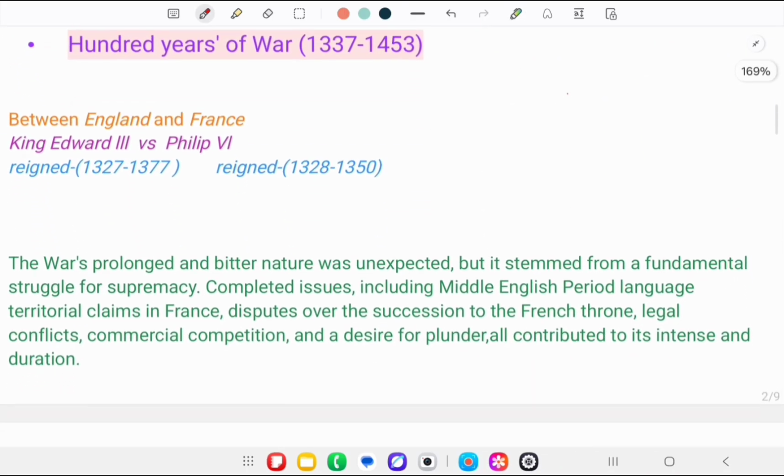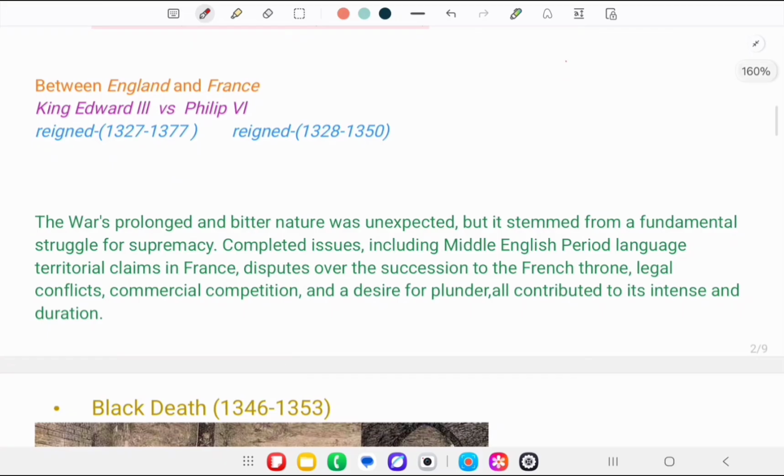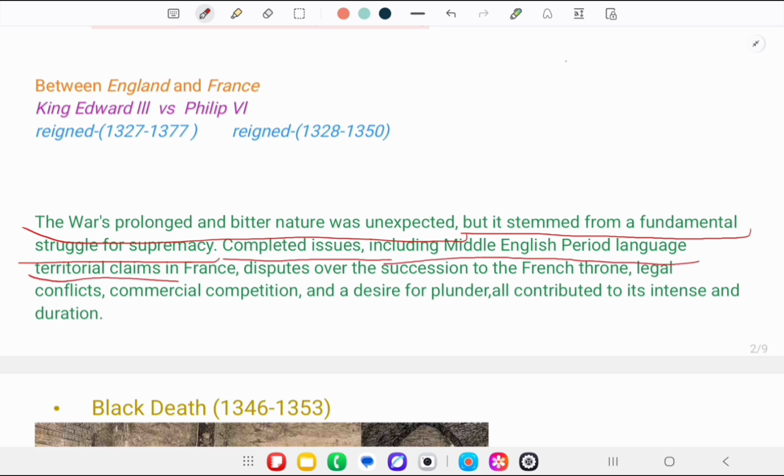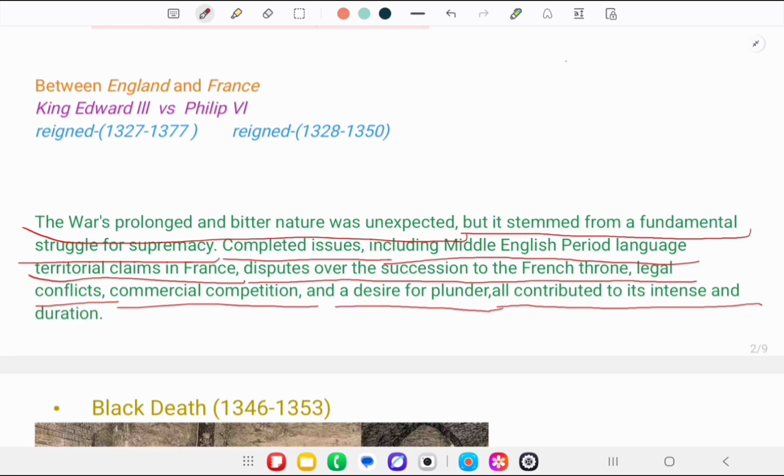The war's prolonged and bitter nature was unexpected, but it stemmed from the fundamental struggle for supremacy. Complicated issues, including territorial claims in France, disputes over the succession to the French throne, legal conflicts, commercial competition, and a desire for plunder, all contributed to its intensity and duration.